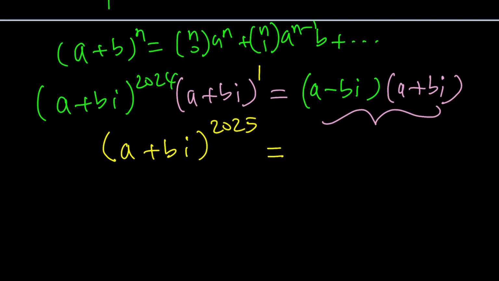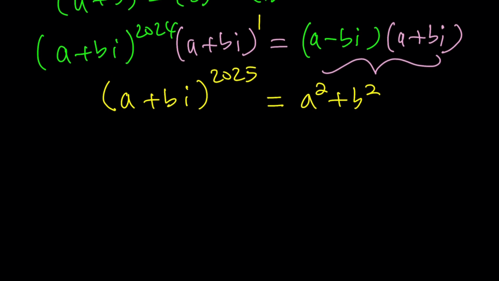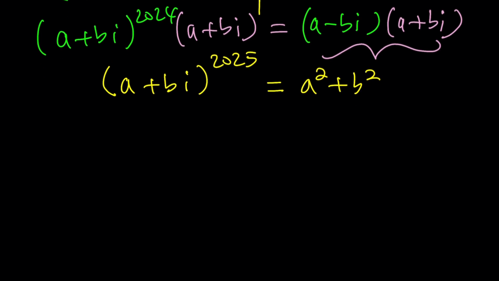Okay, so what is the product? From the difference of two squares, we get a sum of two squares, which is kind of weird, but that's the truth. So now we get this equation. And this is, again, complicated. Yes, you can expand it with 2026 terms, even more, but that's just equal to a real number. You know what that means? The imaginary part is 0.